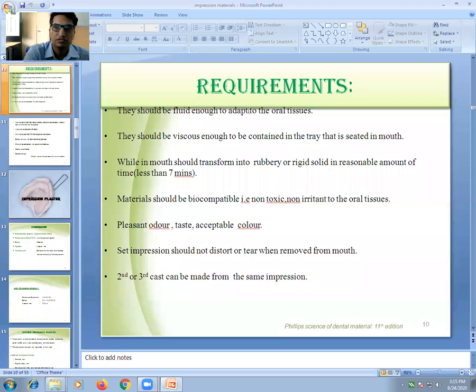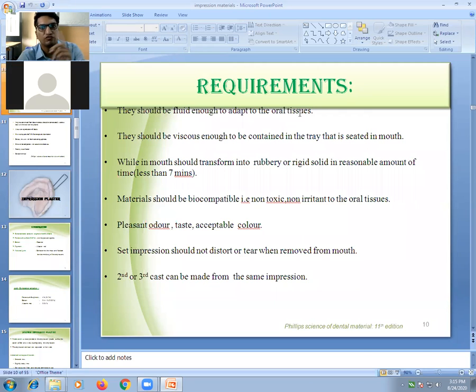Now, what are the requirements of your impression materials? The first most requirement is they should be fluid enough to adapt to the oral tissues. Whenever we pour the impression material on an impression tray and put that impression in the mouth, it will be able to flow to all the surfaces in the patient's mouth. Only if it is flowable will it be able to record the impression.